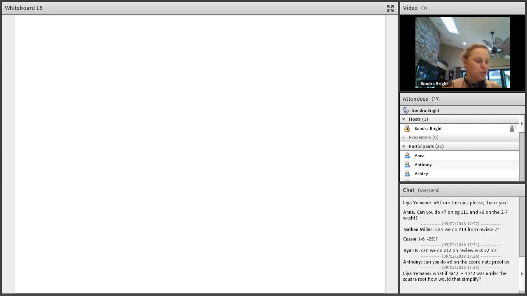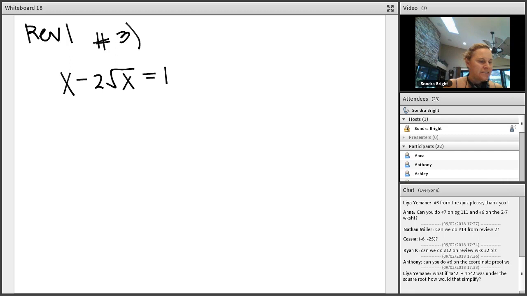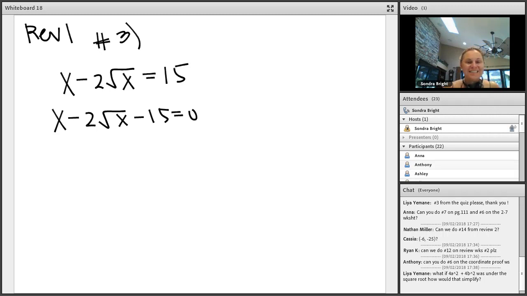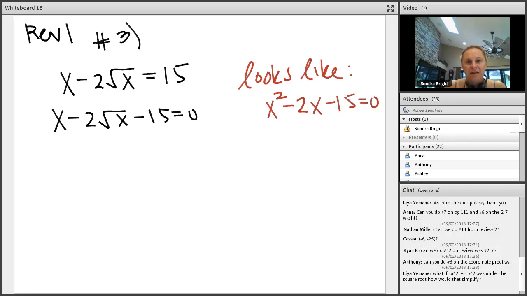Let's do review 1. Review worksheet 1, I'm going to do number 3. So we've got x minus 2 rad x equals 15. Remember, the first thing you want to do is set it equal to 0. So x minus 2 rad x minus 15 equals 0. This looks exactly like a quadratic. It's not a quadratic because it doesn't have an x squared, but it looks the same way as x squared minus 2x minus 15 equals 0.